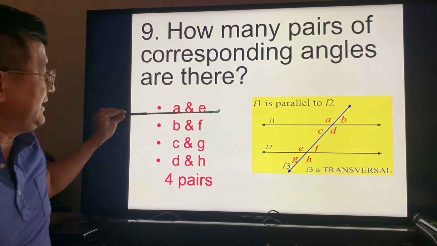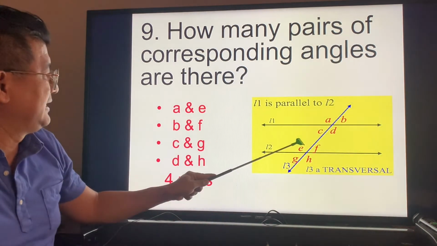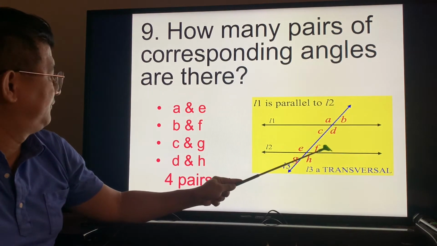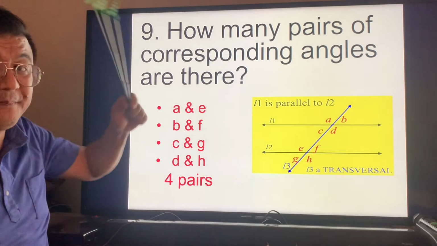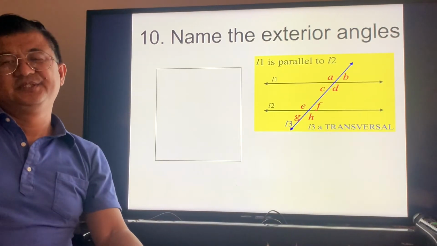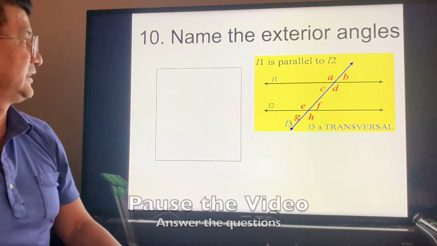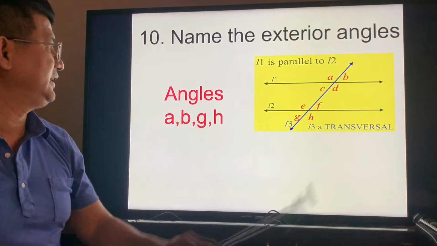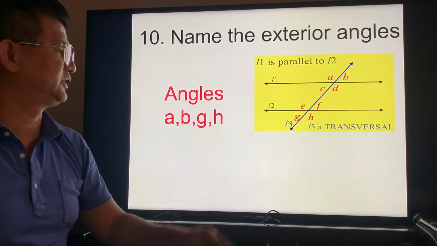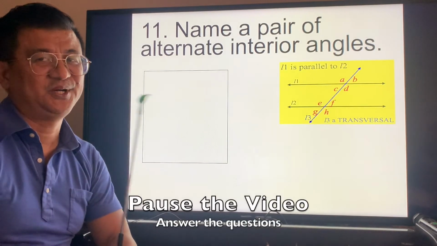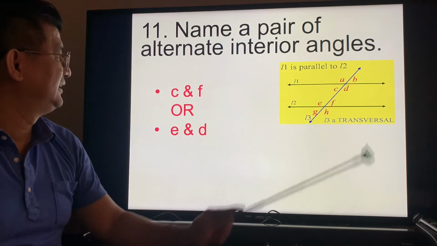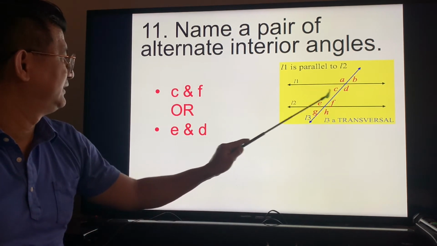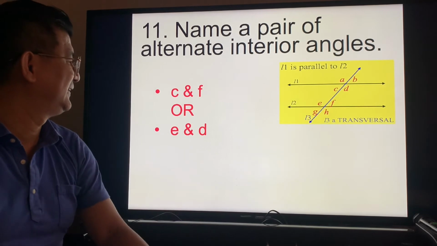How many pairs of corresponding angles are there? We have A and E, B and F, C and G, D and H. So that's 4 pairs. Name the exterior angles. Outside, you could see A, B, G, H. Pause. Answer. Alternate interior angles are C and F, E and D.